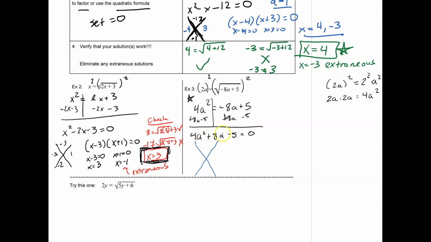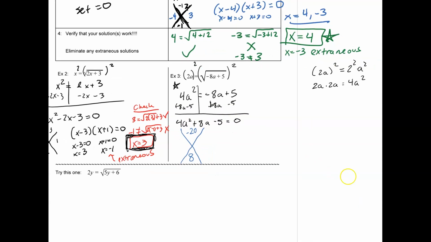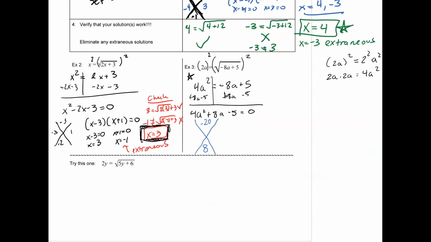We take our A coefficient, multiply it by C, which is negative 20. Our B coefficient is 8. Two numbers that multiply to negative 20 and add to 8. That happens to be 10 and negative 2. But you've got to remember, we have to go through a whole ordeal with factoring this way, so I'm going to write it out long ways. 4a squared plus 10a minus 2a minus 5 equals 0. We use 10 and negative 2 to break up that middle term.